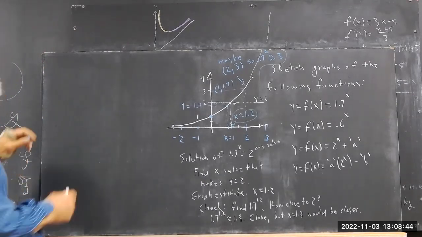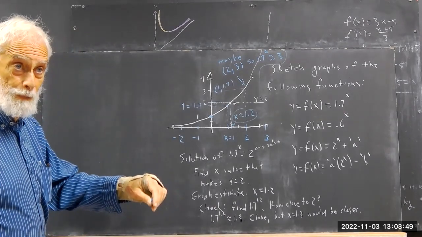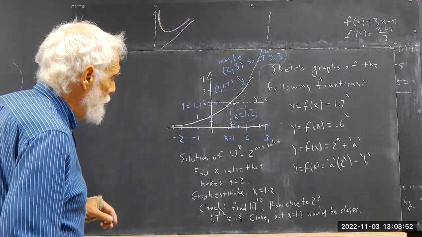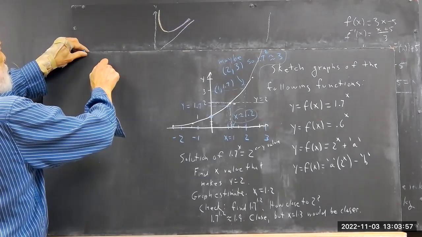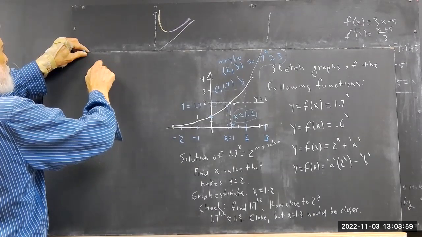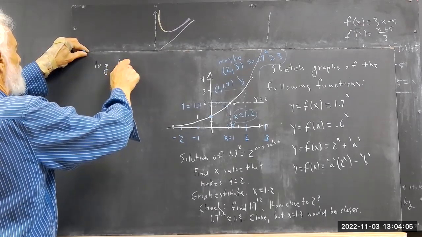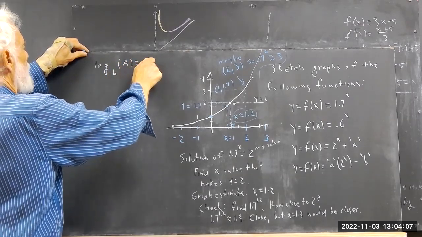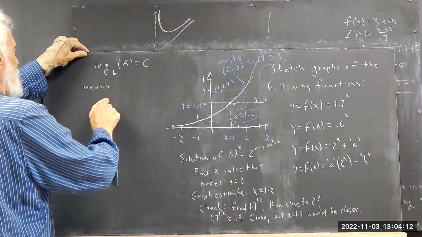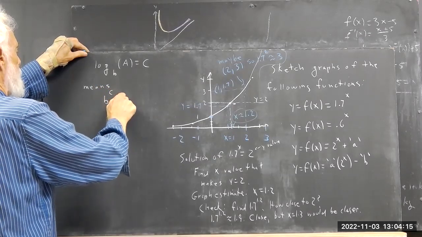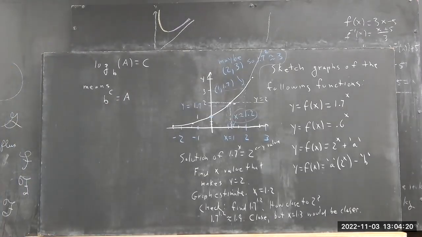The equivalence between logarithmic and exponential functions is: log base b of a equals c means b to the c equals a.